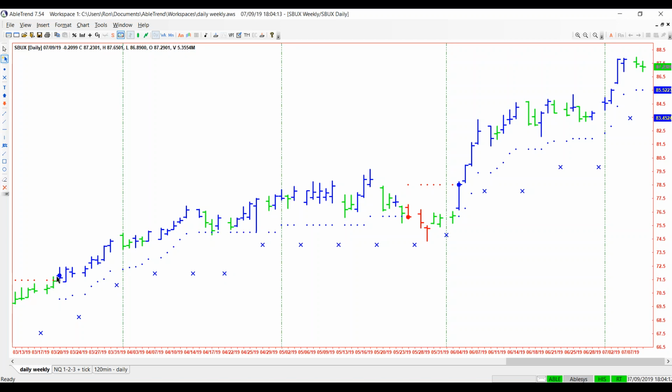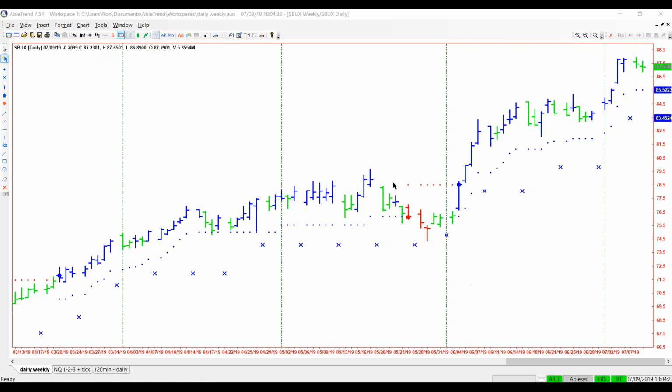A really nice buy signal came in back here. The Able Trend traders who had this offer back in March got a really good signal there too. Again, another good one here at about 72, and then we'd be out here at about 76.